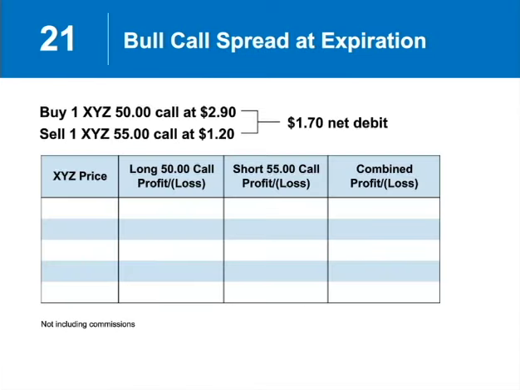As we look at our break-even points, the downside break-even is going to be that short strike minus the net credit received.